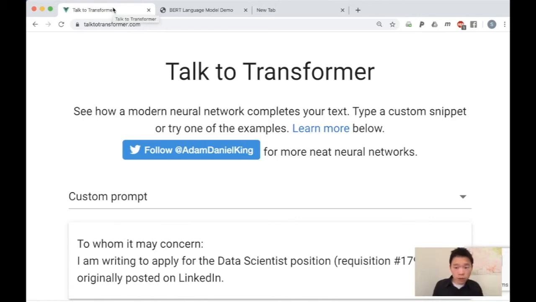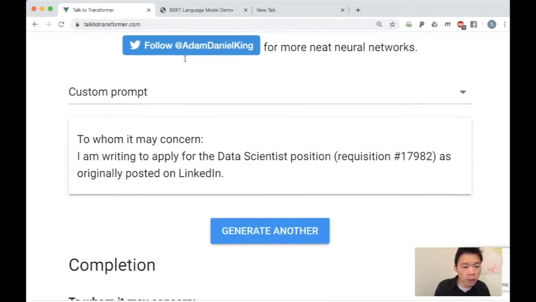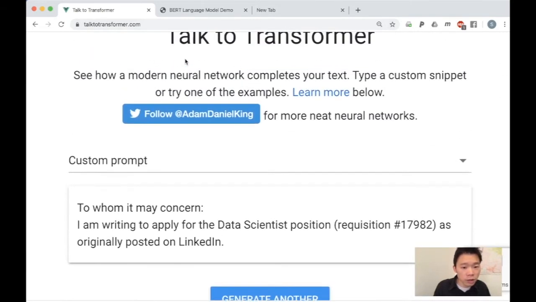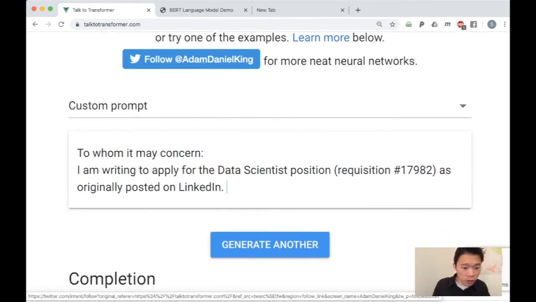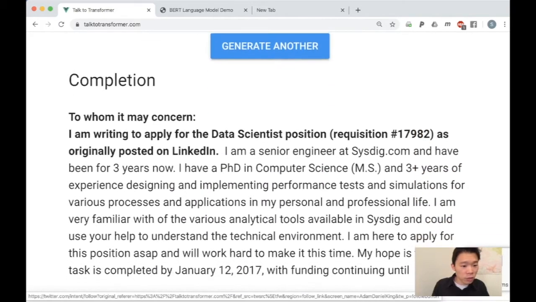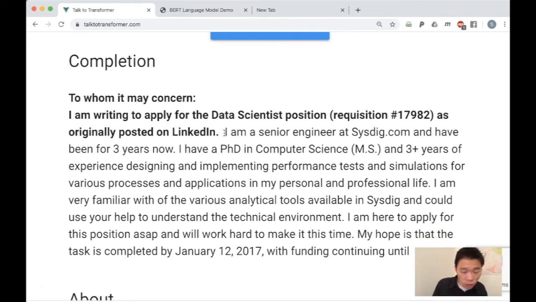All right, so here's the OpenAI GPT-2 model. It's at talktotransformer.com, which is using this model, and you can basically type in whatever prompt you want, and then it'll complete the text. So I typed in here, to whom it may concern, I'm writing to apply for the data science position as originally posted on LinkedIn, and it's given me a completion of that text. I'm writing this, and so you can see what it's done here.